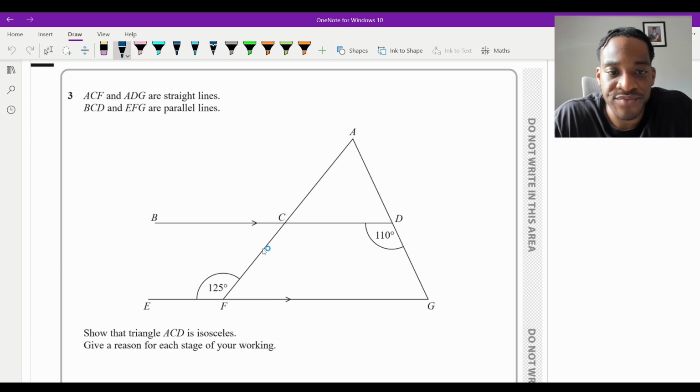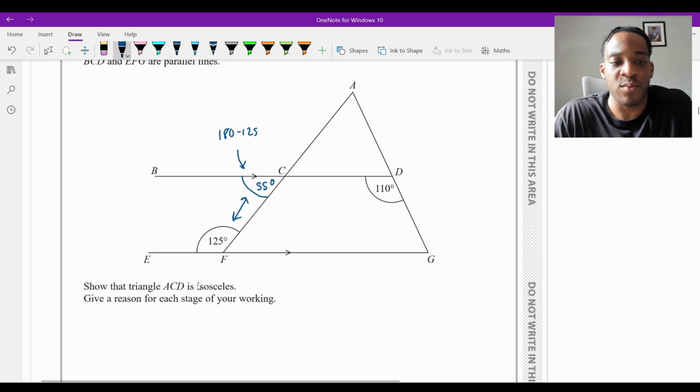So firstly, what I notice is that I've got this angle here, EFC. Now, this is a parallel lines question. So I've got this angle here, and from our co-interior rule, these two have to sum to make 180. So this angle here is just going to be 180 take away 125, and that is equal to 55, isn't it? It's going to be 55 degrees here.